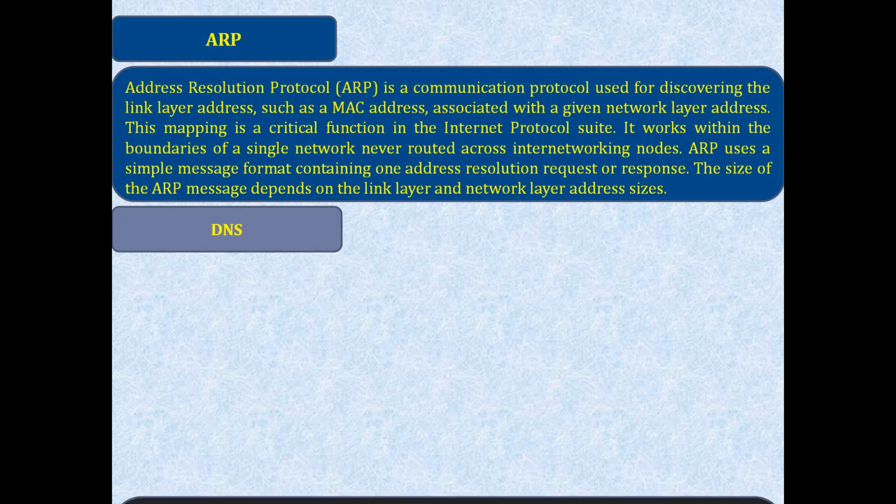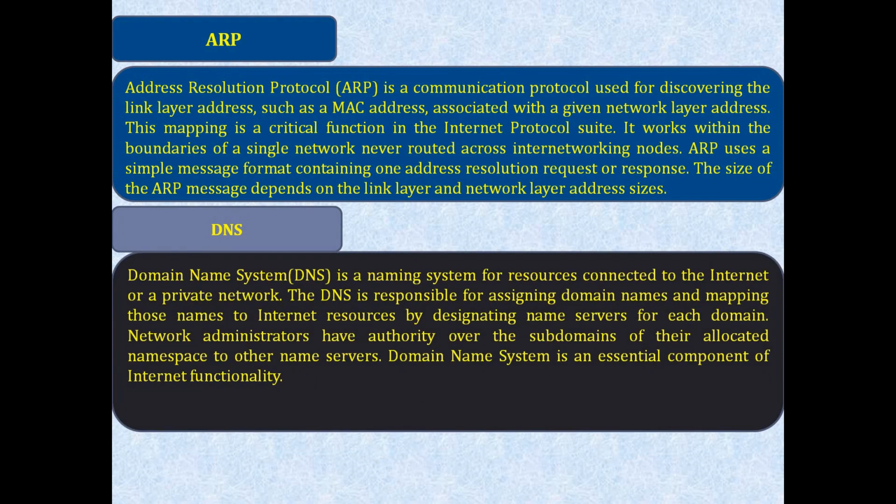Next, DNS, Domain Name System. Domain Name System is the naming system for resources connected to the internet. It is responsible for assigning domain names and mapping those names to internet resources by designating name servers for each domain. Network administrators have authority over the subdomains of their allocated namespace and the name servers. Domain Name System is an essential component in internet function. If you have any website, there is one DNS server name. Through that server name, some subdomains are also allocated, so there is a namespace available.